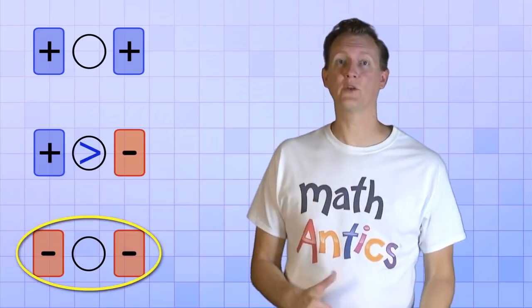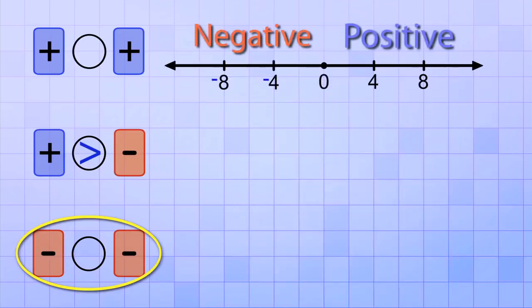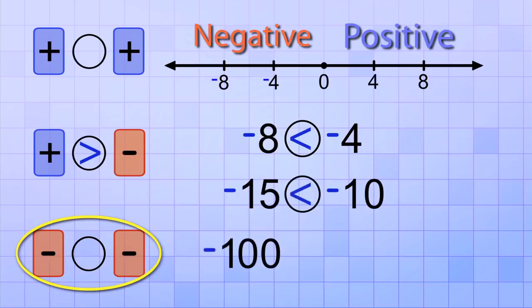The only tricky situation is when you have to compare 2 negative integers. Then you have to think about which one is further to the left on the number line. Again, a great way to do that is to identify the number that would normally be more positive on the positive side of the number line and realize that it's more negative on the negative side. Negative 8 is more negative than negative 4, so it's smaller. Negative 15 is more negative than negative 10, so it's smaller. And negative 100 is more negative than negative 25, so it's smaller.